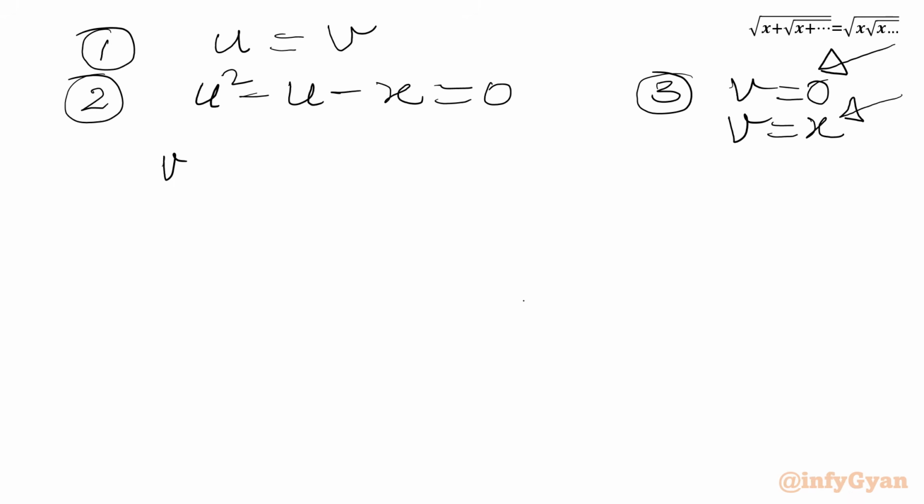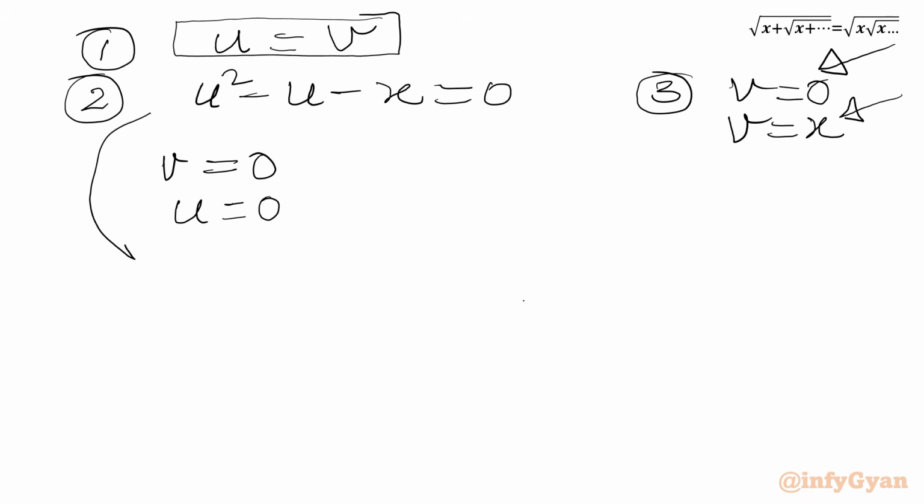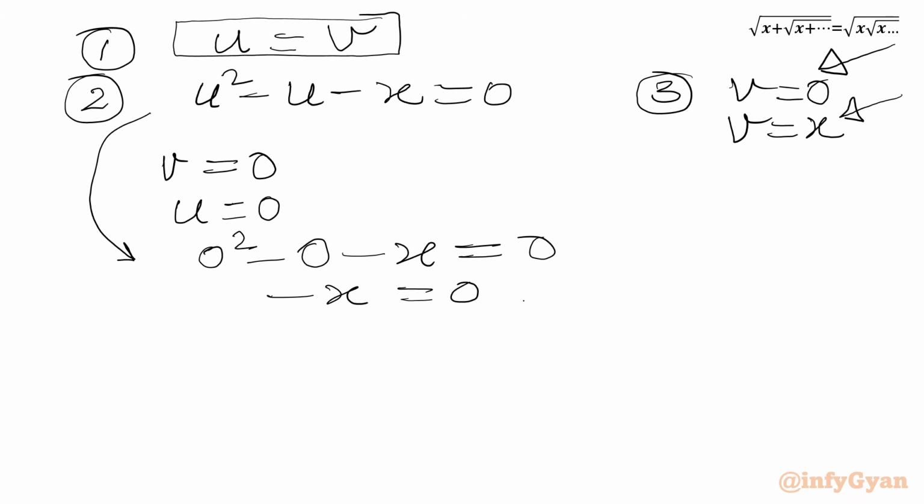So I will write here V equal to 0. From our first equation, we can write if V is 0, U is also 0, which we will apply to our second equation. We will get 0 square minus 0 minus x equal to 0. Or we can write minus x equal to 0. Or we will be getting our first real solution, x equal to 0.